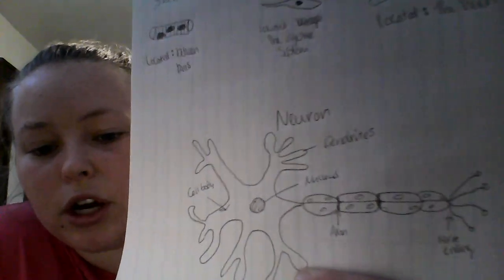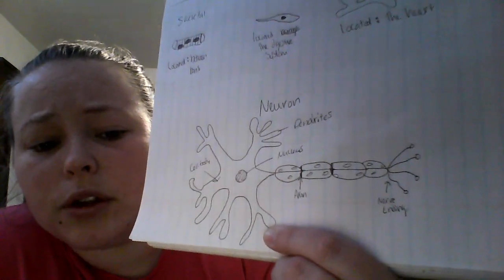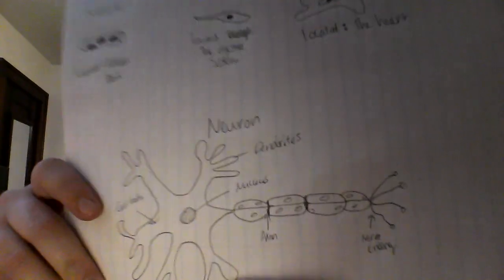And this is my drawing showing the cell body, nucleus, axon, and dendrites, and then the nerve endings over there. But yeah.